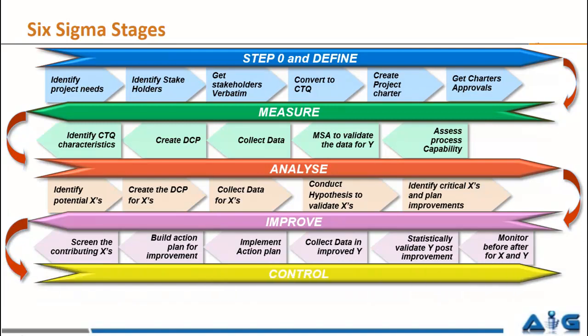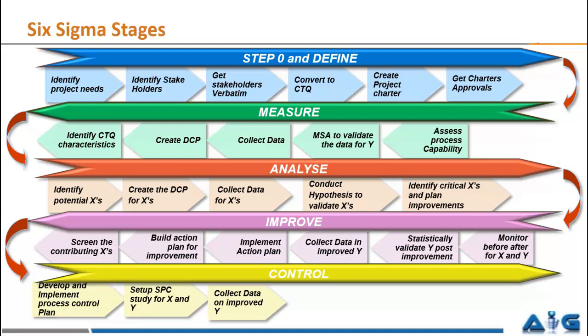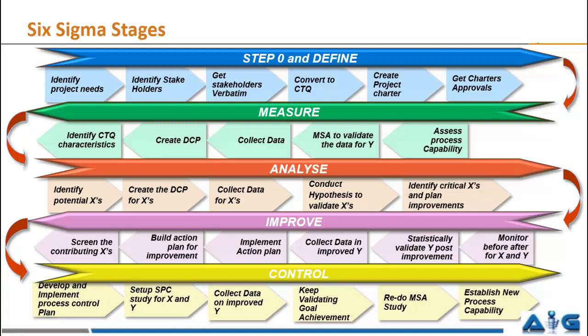Once the improvement has been made, you move to the control phase of Six Sigma, which is all about sustaining the improvements that you've made. So you set out to develop and implement the process control plan. You set up the SPC study or statistical process control study for your X and Y. You set out to collect data for improved Y. Once you've collected data for the improved Y, keep validating your project Y for goal achievement. And you may further want to redo the MSA study and reassess the process capability.